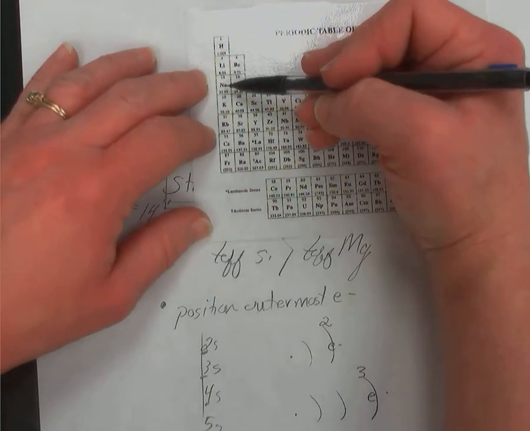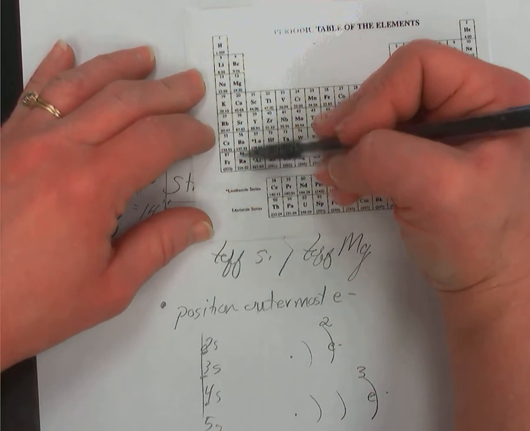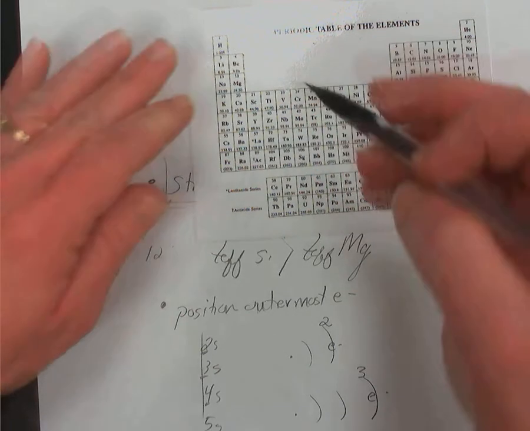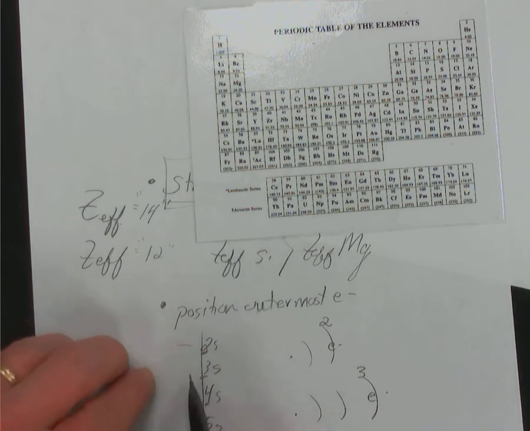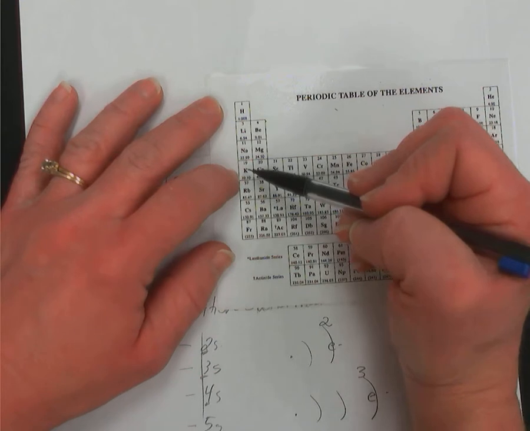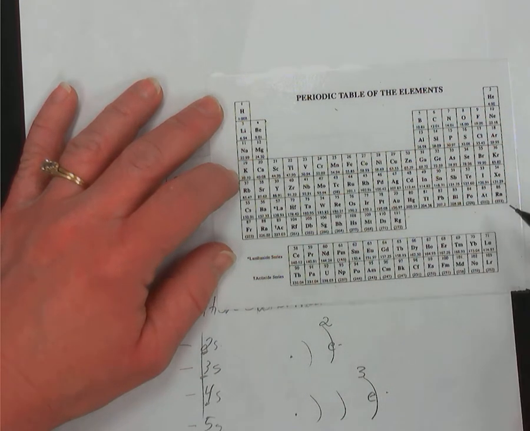So if you go down a column, down a family, down a group, the furthest electrons go to increased energy levels. So as we go downward, they're getting further and further and further away.